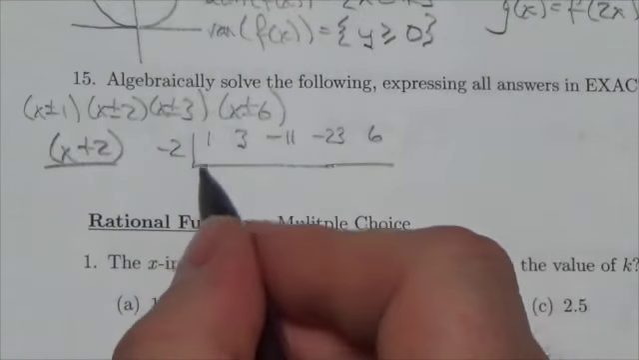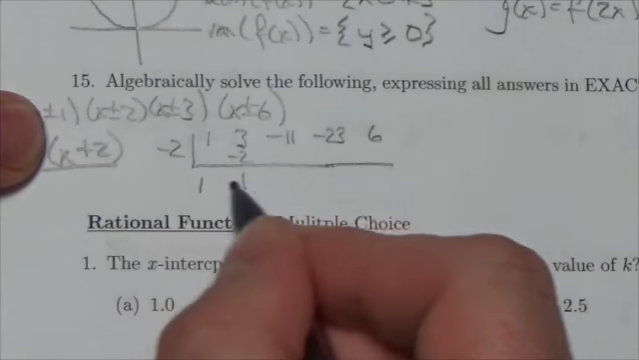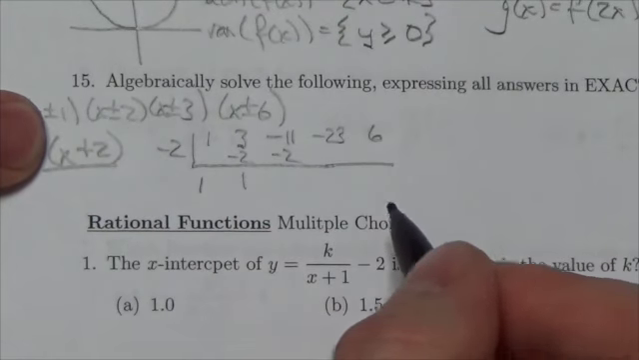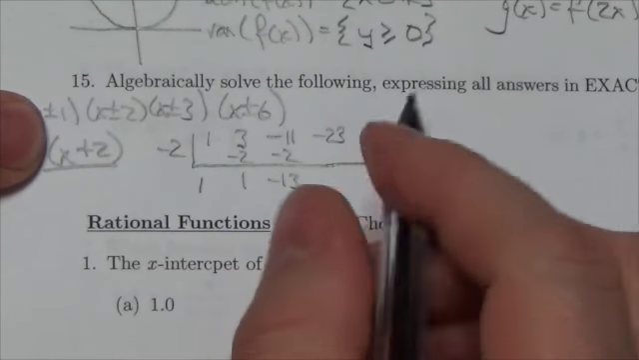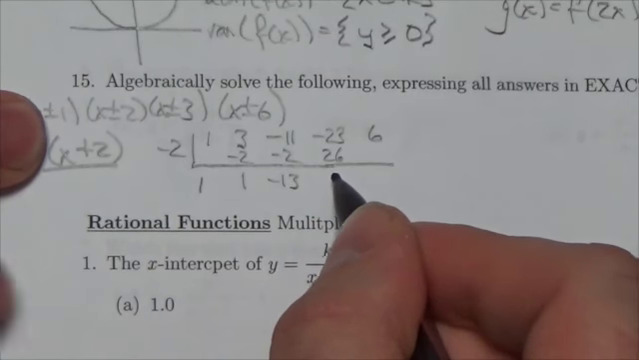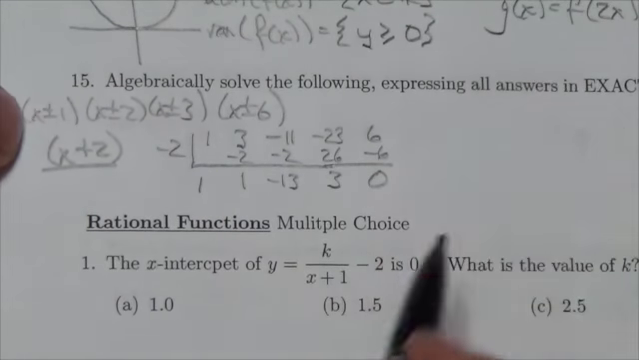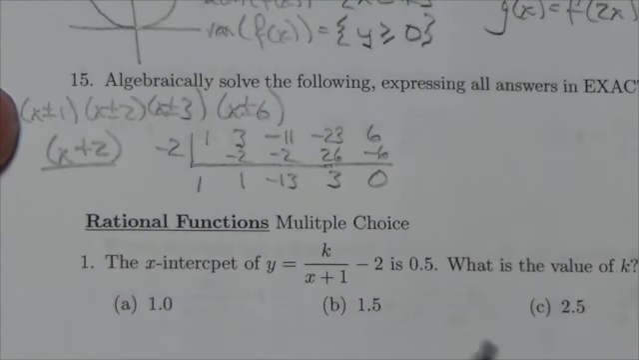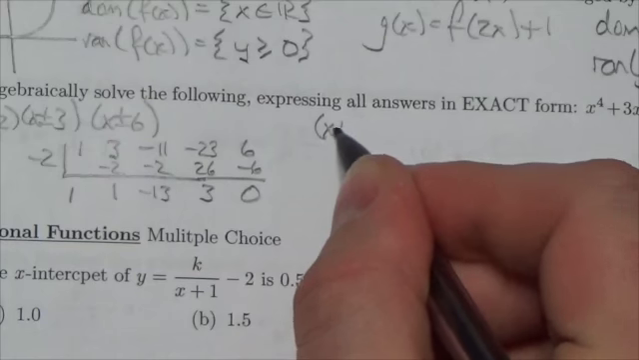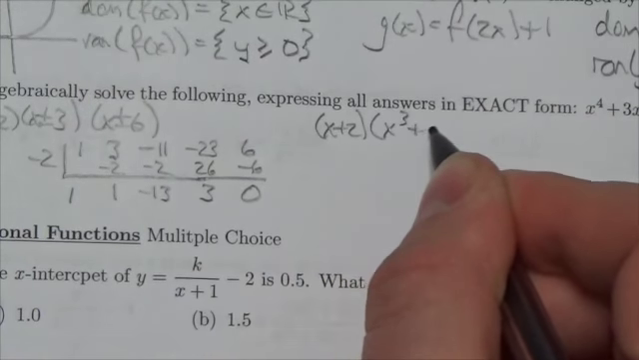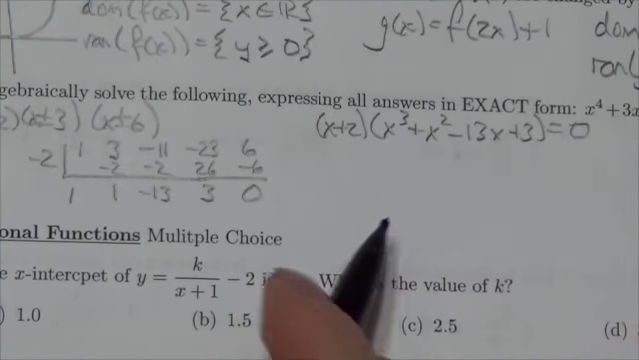Okay, so we're going to bring down the 1, multiply by the negative 2. There we go. Add. And the nice thing is we just get a 1. Negative 2, okay, add, and I will get negative 13. Multiply by negative 2, okay, that's going to be 26. Add, and I'm going to get 3, negative 6, and I'm getting 0. Okay, good. It's exactly what I needed to happen there. I'm getting a remainder of 0. So now I know that this can be written as x plus 2 times x cubed plus x squared minus 13x plus 3 equals 0.